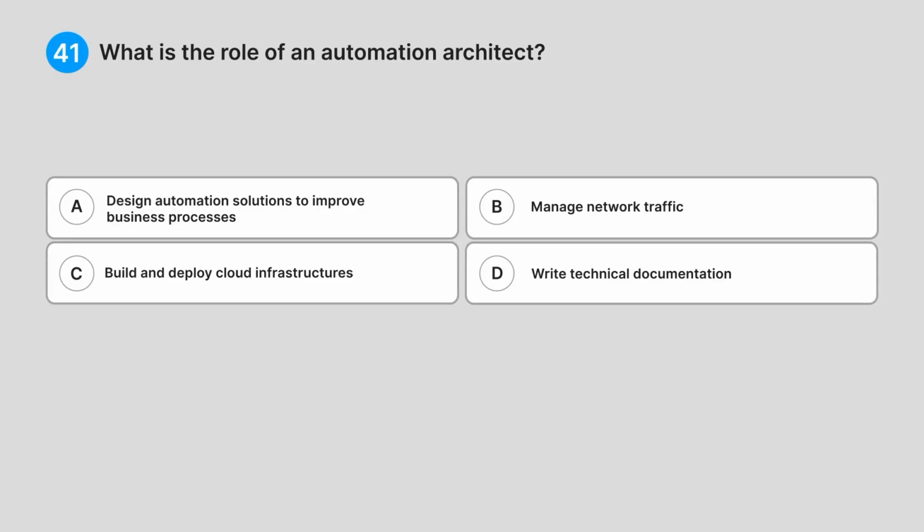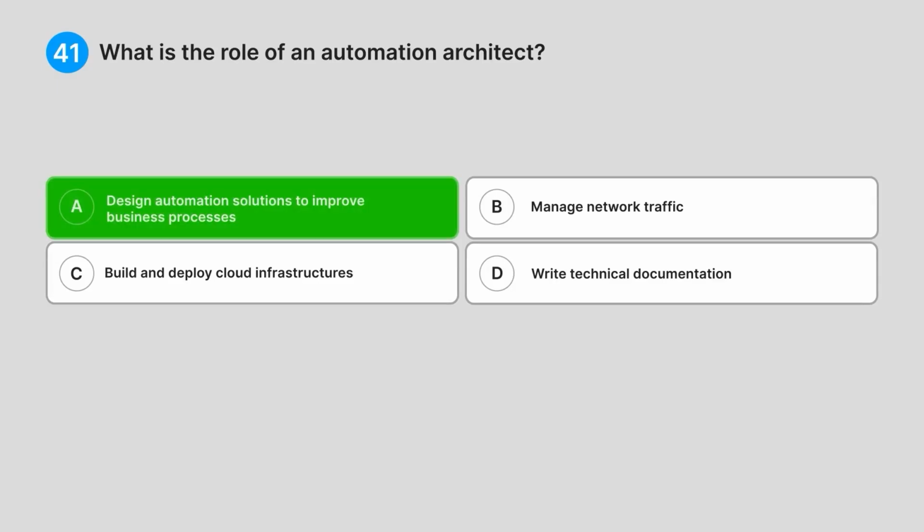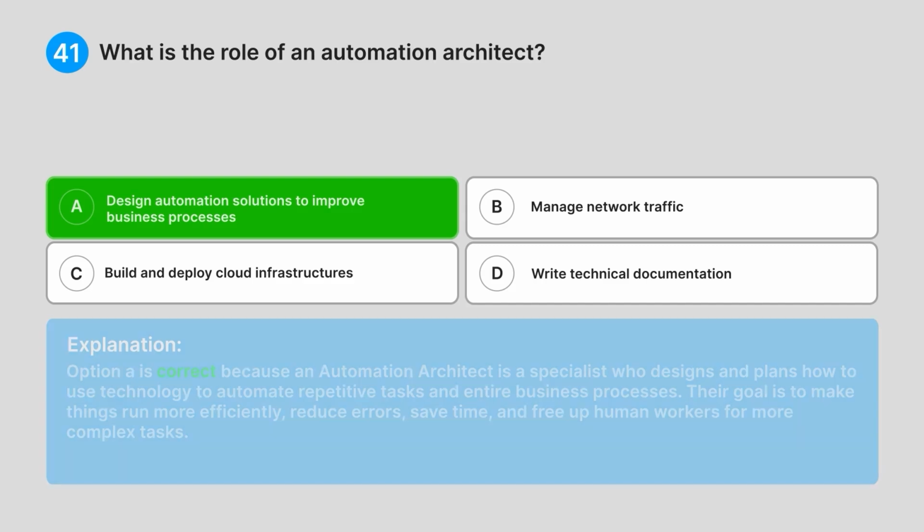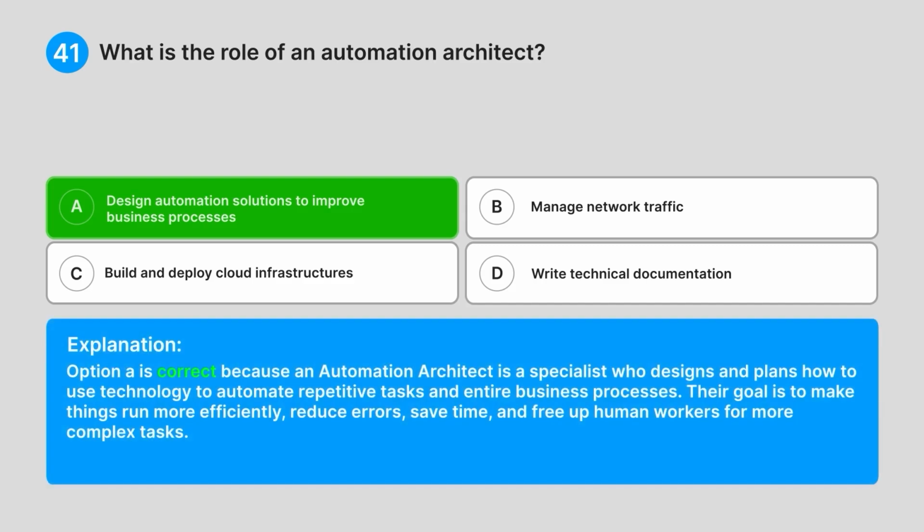Correct answer, A. Design automation solutions to improve business processes. Explanation. Option A is correct because an automation architect is a specialist who designs and plans how to use technology to automate repetitive tasks and entire business processes. Their goal is to make things run more efficiently, reduce errors, save time, and free up human workers for more complex tasks.